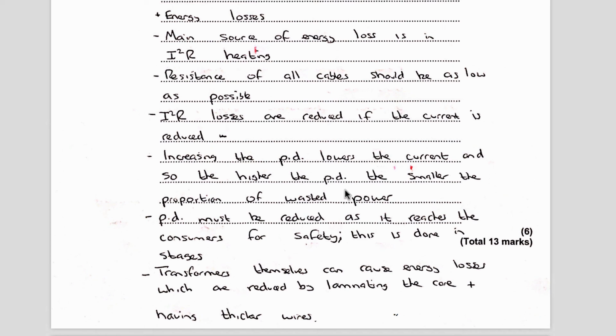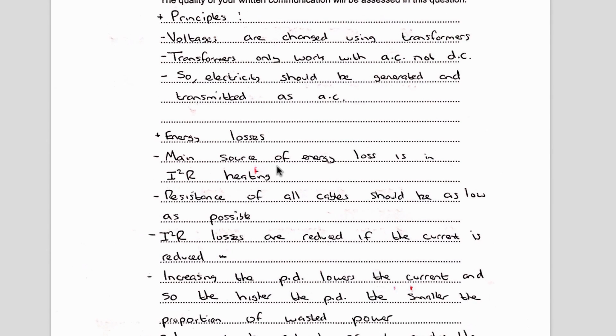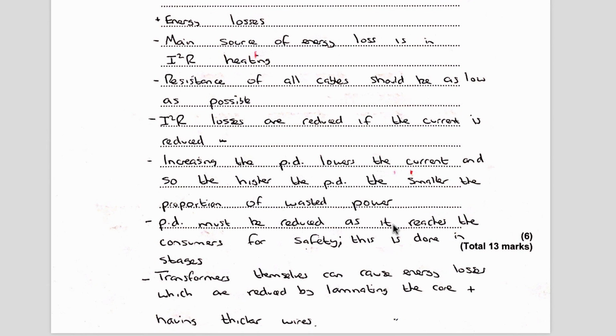So really, you have to say something about the principles, you have to say something about the energy losses, but if you say basically those 3 things and you have a linked up argument about what the energy losses are and how you reduce them, then potentially you get 6 marks for that. So that was question number 32 of the Magnetic Fields homework booklet.